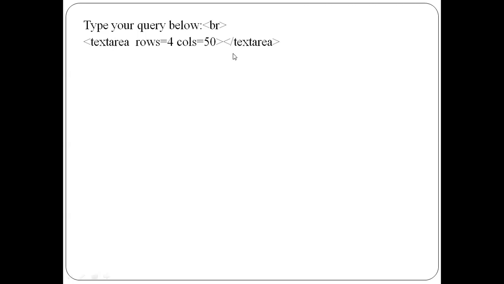Here I have used 2 attributes, rows and cols. Rows specifies the visible number of lines in a text area, whereas cols specifies the visible width of the text area. Okay, after that immediately I am closing my text area tag. After that 2 times BR for line break. Then I am asking user to enter email address.